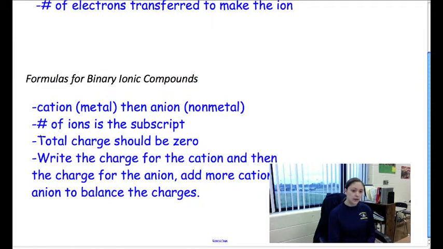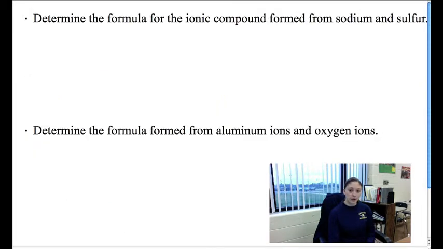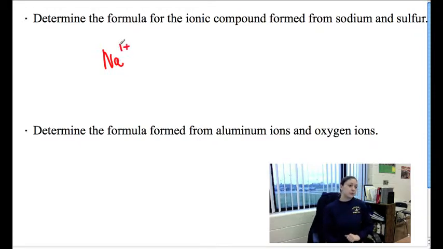So let's look at some examples. Okay, determine the formula for the ionic compound formed from sodium and sulfur. Okay, well, sodium is in the first group, so it is an Na1+. You lost one electron. Sulfur is in the sixth group there. It needs to gain 2 to look like a noble gas, so it's a 2-. So I need 2 of these pluses to equal out that minus.